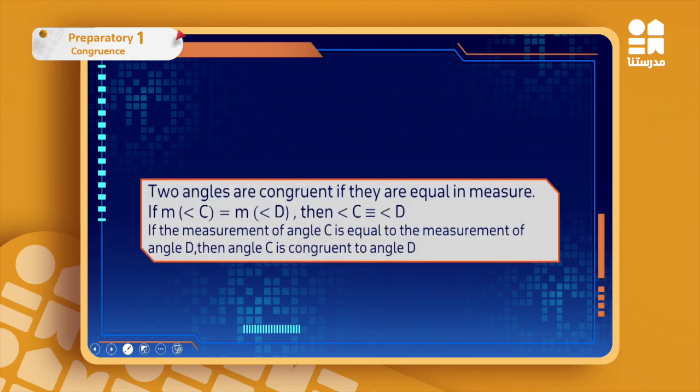Two angles are congruent if they are equal in measure, and we can write it like this. If the measurement of angle C is equal to the measurement of angle D, then angle C is congruent to angle D. And here I need to focus on the reading. How can we read these symbols? Here, one more time: if the measurement of angle C is equal to the measurement of angle D, then angle C is congruent to angle D. So we have to focus on reading.